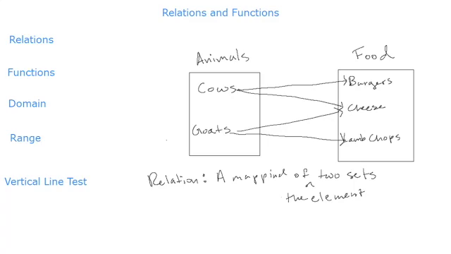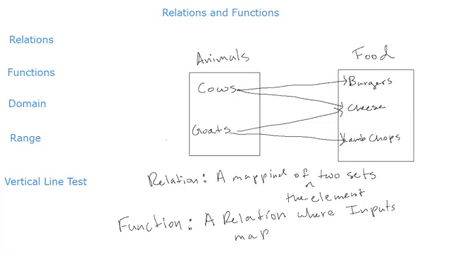All right. Now a function is a relation, but it's got one specific restriction. A function is a relation where the inputs map to a distinct output. And I'll explain what that means in a minute.